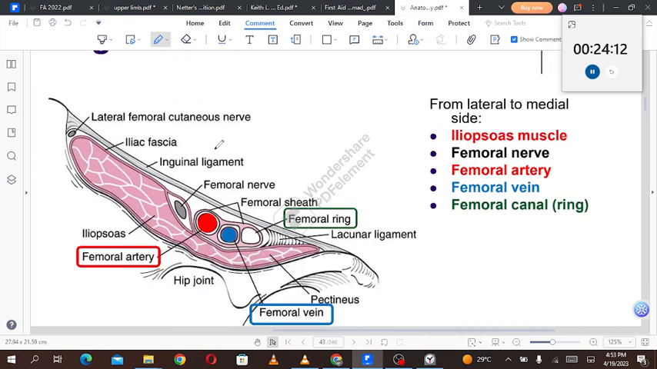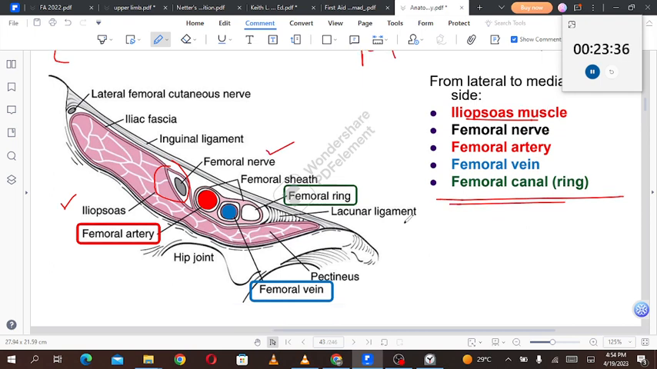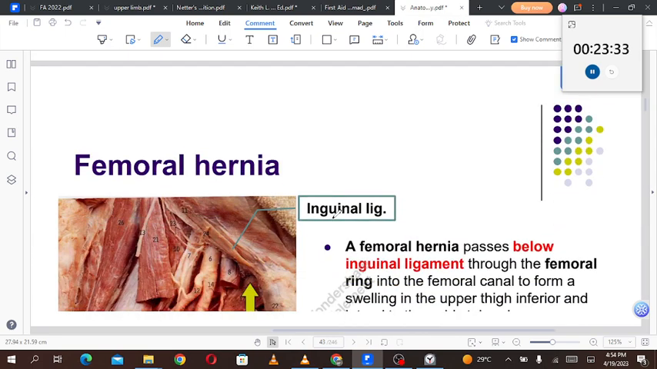Structures under the inguinal ligament: what structures are present under the inguinal ligament from lateral to medial? The iliopsoas muscle is the most lateral, then the femoral nerve, then the femoral artery, then the femoral vein, and then the femoral canal. From medial to lateral you can remember it as VAN, a good mnemonic, or you may make one yourself. So iliopsoas is the most lateral, then under the inguinal ligament we have the femoral nerve, femoral artery, femoral vein, and then the femoral canal. Remember these things.